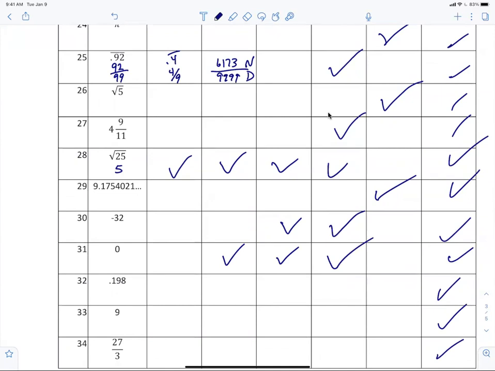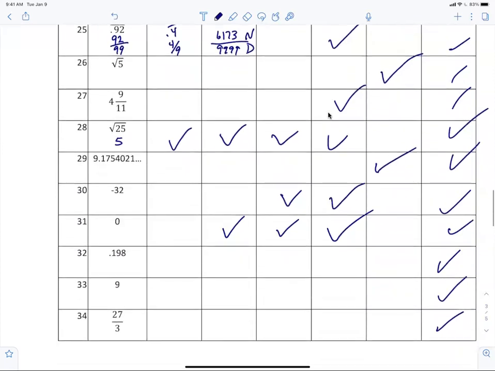Where is Miss Lopez with 0.198? It is definitely rational. Thank you very much. And I almost forgot Kyla. Tell me what 9 is. 9 is natural, yes. Whole, yes. Integer, yes. Rational, right.